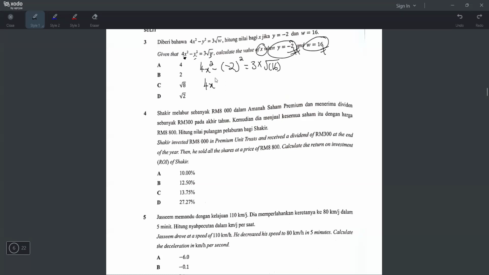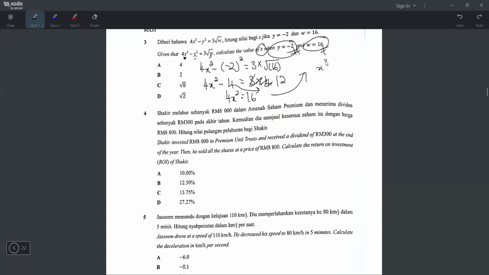All right, the 4x squared, just leave it first. Let's do the power first. Negative 2 power 2 is positive 4. Positive 4, but there is a minus outside the bracket, so we have to write the minus, right? Equals 3 times square root 16, which is 4. And 3 times 4, you press, you get 12, right? So now you can find x. Just move the minus 4, become plus 4. 12 plus 4 is 16.